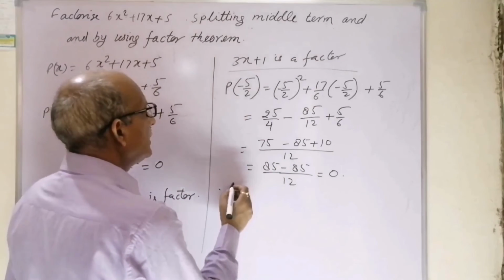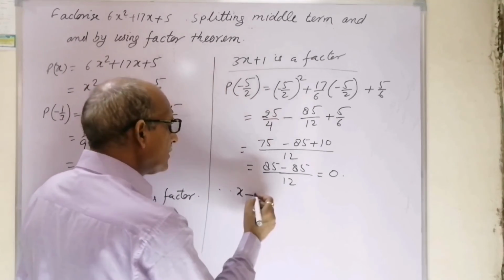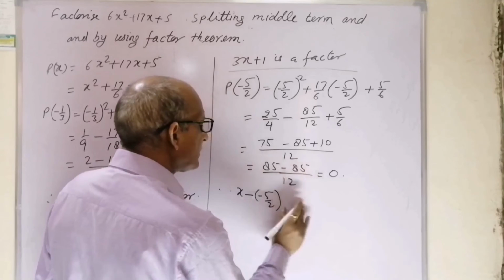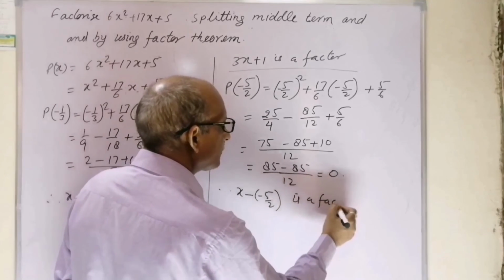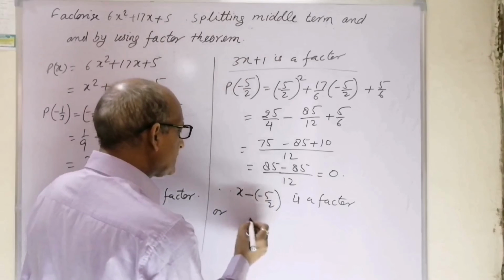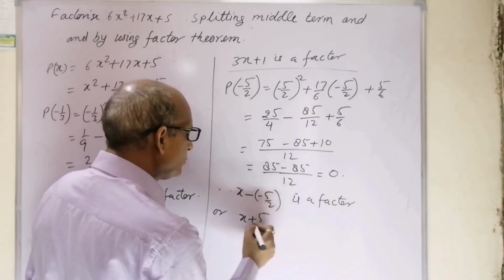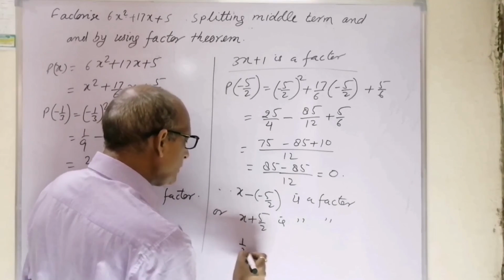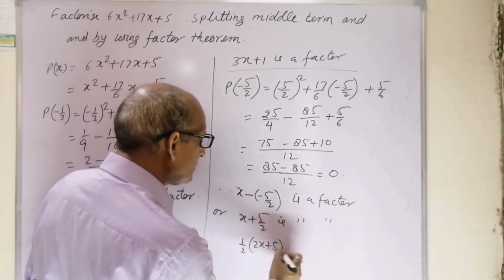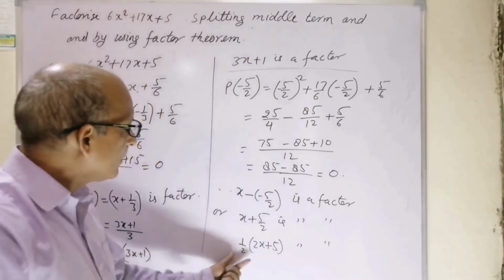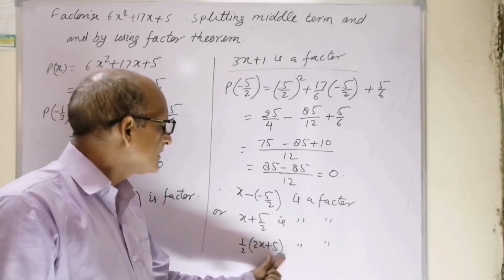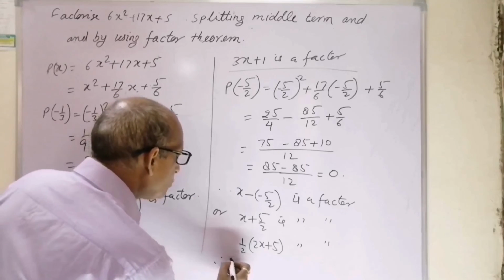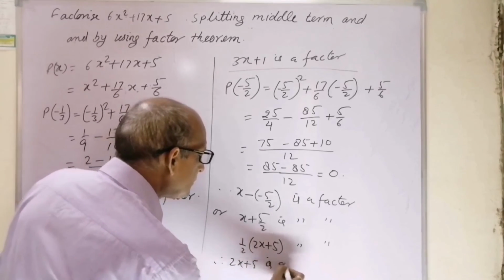It means x minus a, minus of minus 5 upon 2, is a factor. Or take LCM, x plus 5 upon 2 is a factor. Or we can take 1 by 2 out, we will get 2x plus 5 is a factor. So if 1 by 2 into 2x plus 5 is a factor, it means 1 by 2 is a factor and 2x plus 5 is also a factor. Therefore 2x plus 5 is a factor.